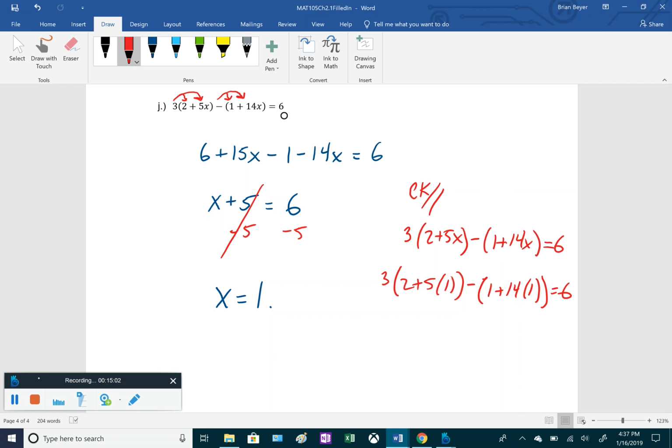Okay, so simplify, just make sure your order of operations are correct here. So 2 plus 5 times 1, that's 2 plus 5, so that's 7. 1 plus 14 times 1, that's 1 plus 14, so 15. So we get 21 minus 15 equals 6, which is 6 equals 6, which is true, so we know that we did it correctly. Okay, so that's it for section 2.1. Section 2.2 will get just a little bit more difficult.